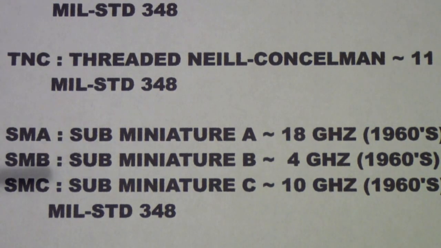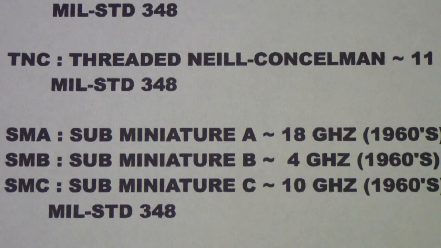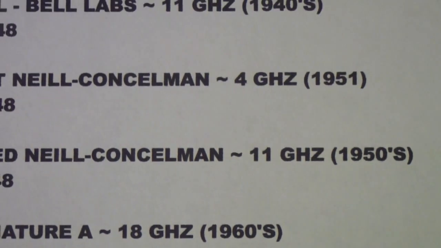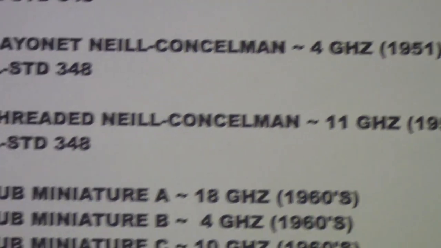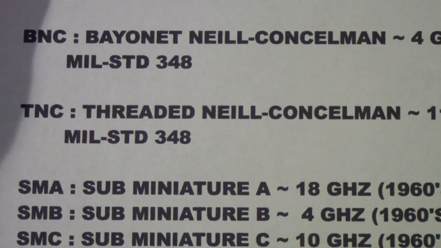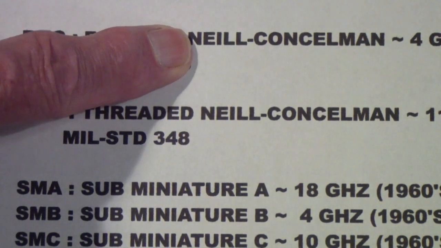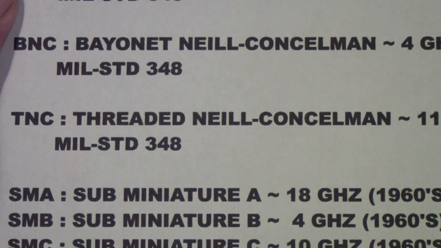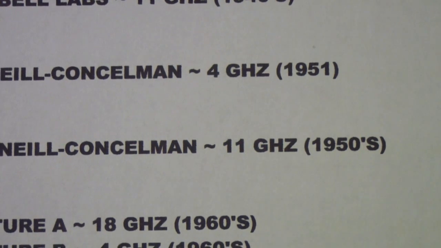I haven't yet talked about the TNC, or the threaded Neill-Concelman, which works up to about 11 gigahertz. It was developed in the 1950s, in other words, after the BNC, and the reason is it was thought that a threaded version of the smaller Neill-Concelman, or N connectors, was needed. Once again, this is part of Mil Standard 348, and this was developed in the 1950s. In fact, I think it was developed in 1954. It might have been a little earlier than that.